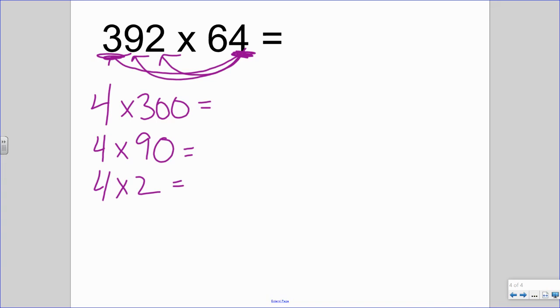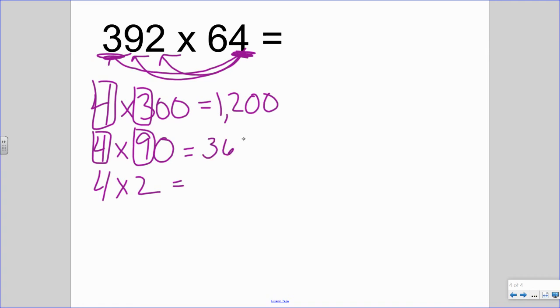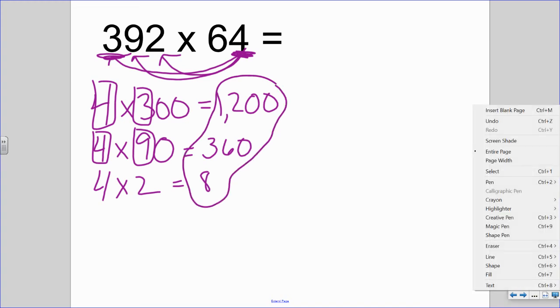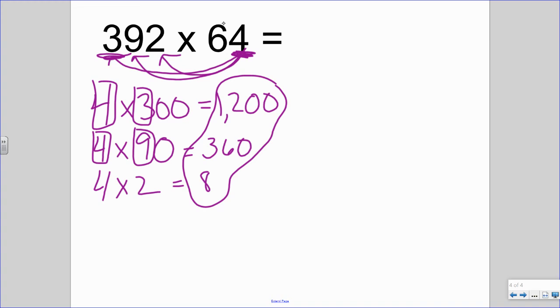So part of my answer, and I'm just going to do these while I'm talking, part of my answer is going to be what I get when I distribute the 4, the digit in the 1's place, all the way around. These 3 pieces will be part of my answer. But because we've moved up to 2 digits, I also need to distribute the 6. And the 6 is going to be distributed to all 3 digits.